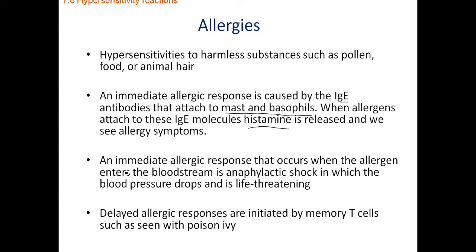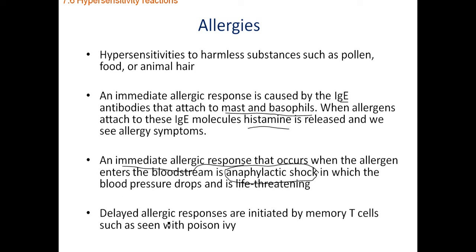An immediate allergic response occurs when the allergen can enter the bloodstream, and that causes anaphylactic shock. Anaphylactic shock is really scary and can be deadly. With anaphylactic shock, the respiratory system, the bronchioles start to close up, histamine's released, the blood vessels dilate, and your blood pressure drops. So it can kill you. People that have really severe allergic reactions carry an EpiPen, which is epinephrine, and that will counteract the allergic reaction.